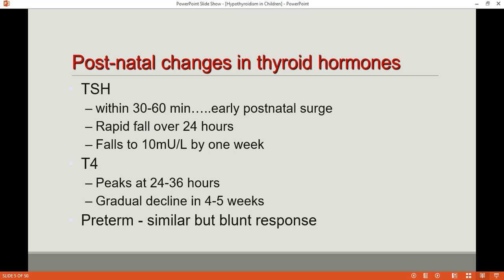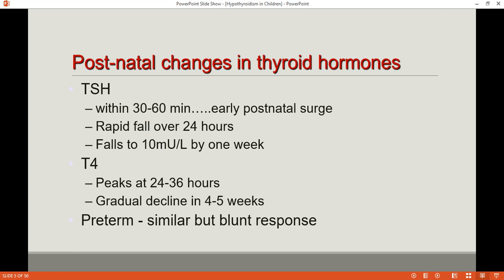This slide is very important to understand when to do the thyroid screening, the newborn screening. So actually the TSH, within 30 to 60 minutes there is an early postnatal surge. Postnatal means after the birth, and there is a rapid fall over 24 hours, and then it falls to 10 units, that is normal borderline, by 1 week.